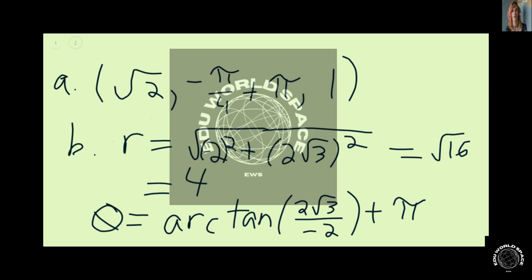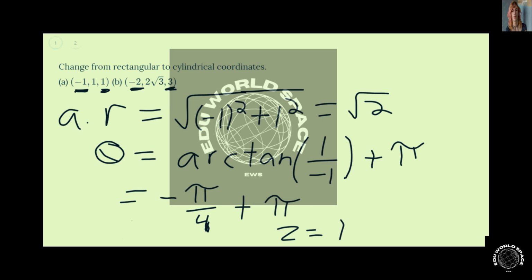Okay, so theta is minus pi over 3, and then we have to add on this pi. And again, the z component is just going to be the z component that shows up here, 3.